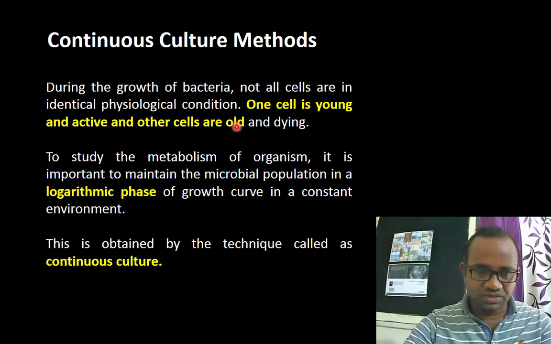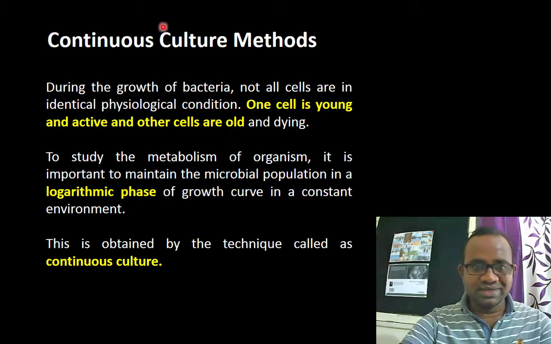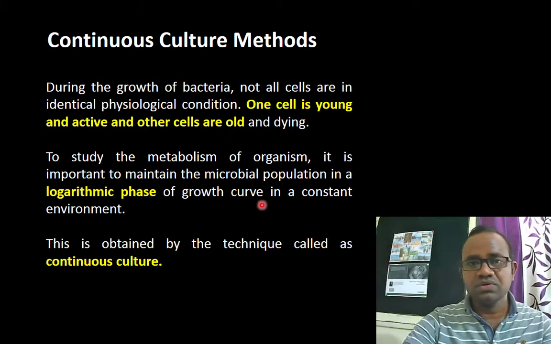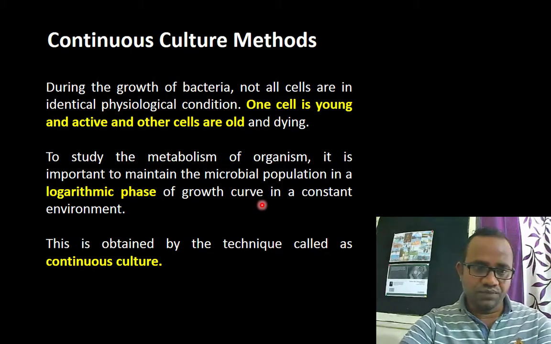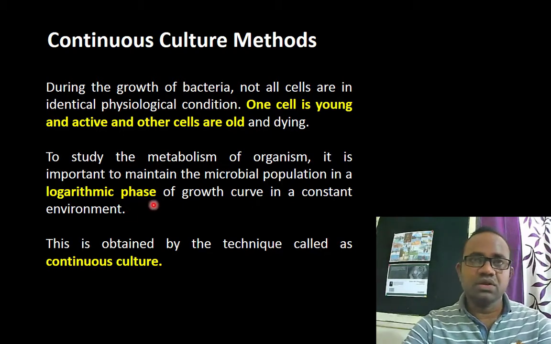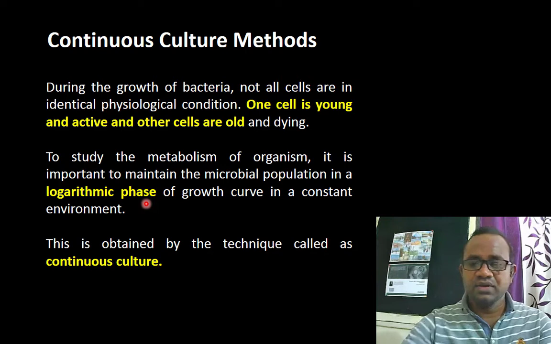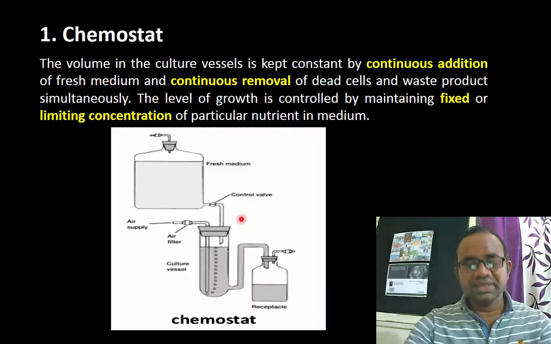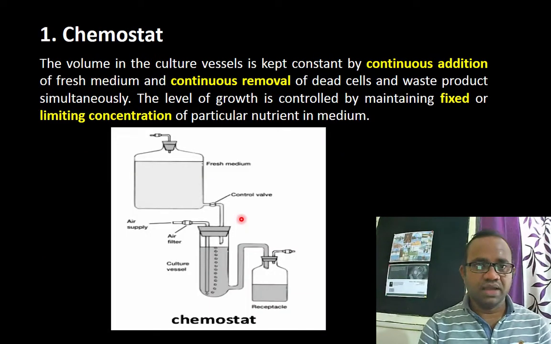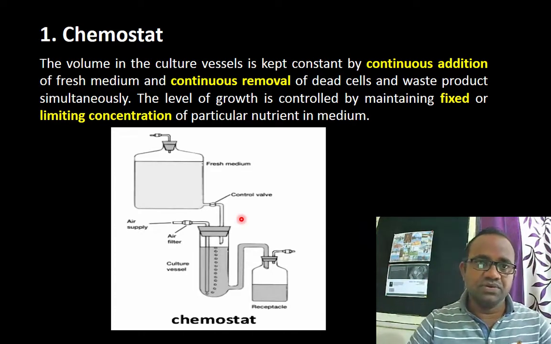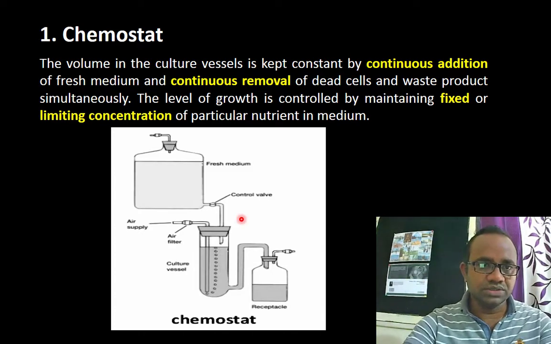So what we need is all the cells at the same stage, either young or old, but we need the same stage. Okay, so to study the mechanism of bacterial physiology, it is important to have the bacteria at their log phase particularly, because the log phase is a very rapidly growing phase. So if we maintain the bacteria at the log phase, we can study that bacteria very well. Okay, so to obtain the continuous culture, we have 2-3 methods by which we can produce it.